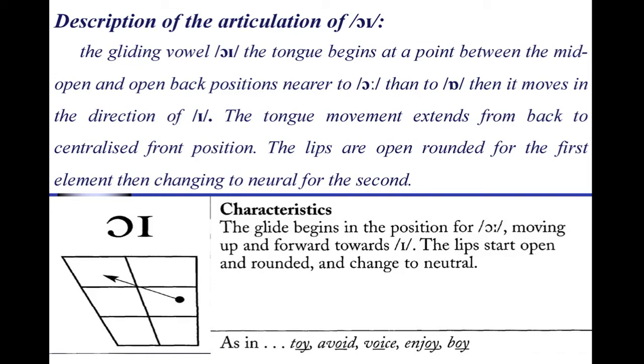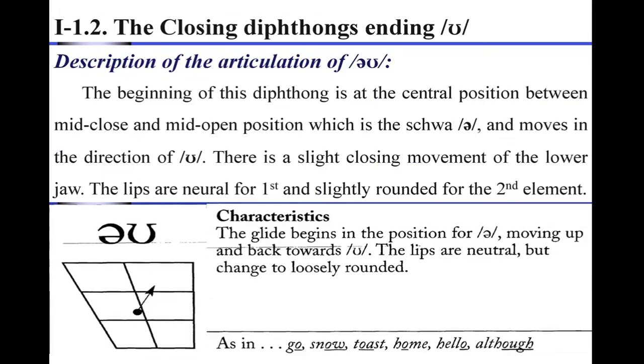Characteristics of oi. The glide begins in the position for long o, moving up and forward towards e. The lips start open and rounded and change to neutral. Oi, rounded and as if you are going to smile, as in toy, avoid, voice, enjoy, and boy. The closing diphthongs end in u.